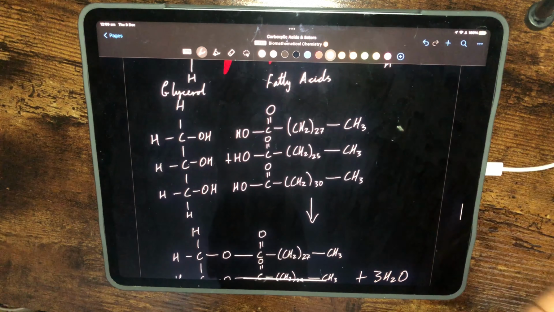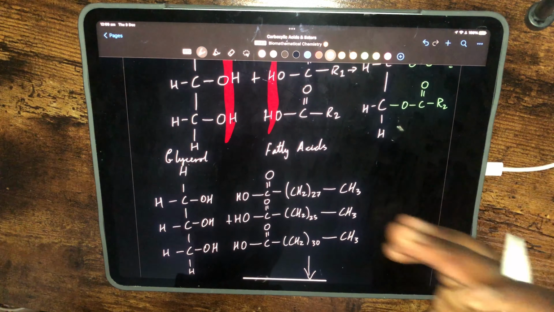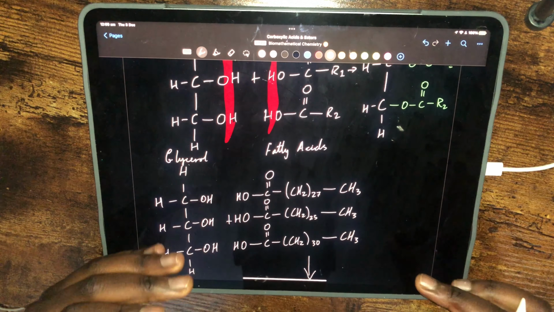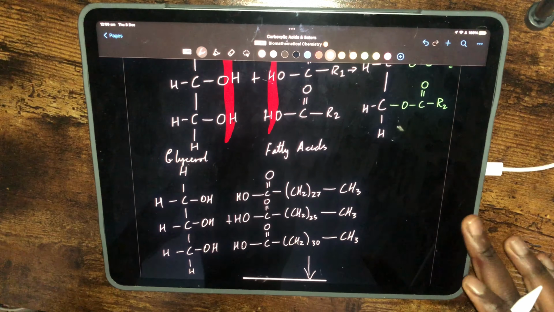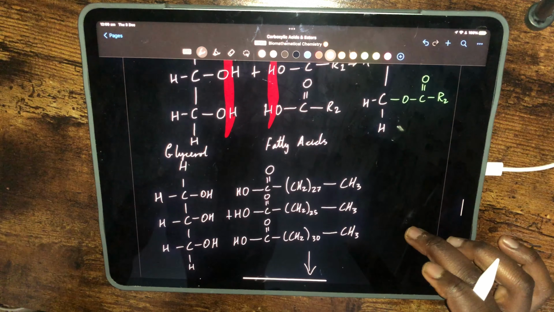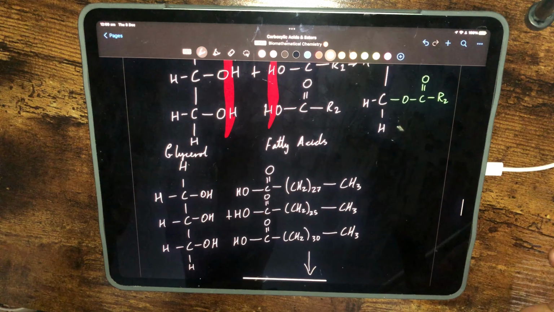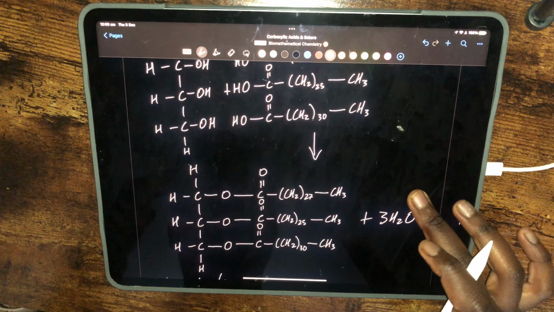So here's an example. I want you to try and do this reaction here. Given that I've just told you, try and do this esterification. Pause the video now and try it. All right, I assume you've tried to do it. Unpause the video. So this is what you would get.